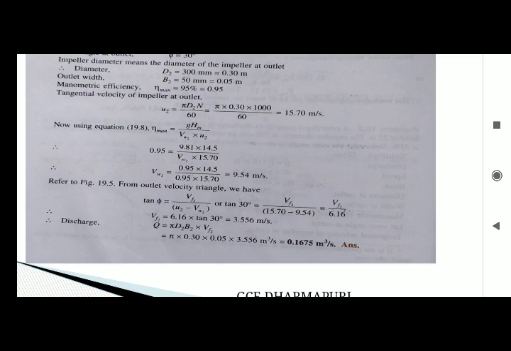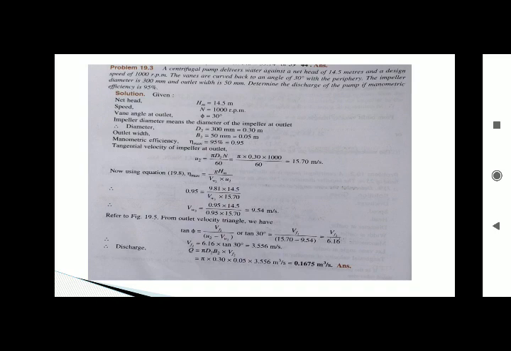If I know flow velocity at outlet, then I will get discharge. This is a simple concept. This is the first problem. Mostly, I have used 3 problems here to get the concepts clear. If we know these 3 problems, surely we will get any one problem in the exam.